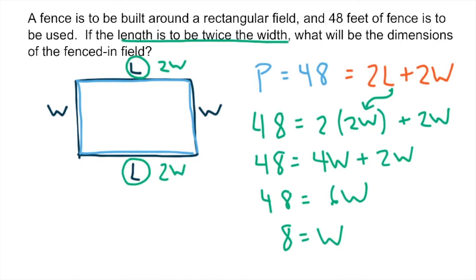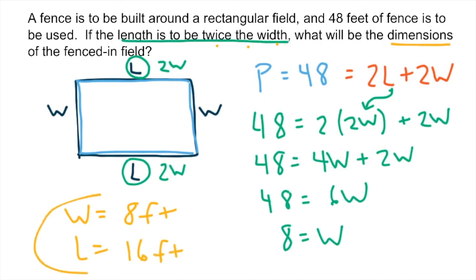It asks me, what will the dimensions be? So I need to give both. I just found out that the width was going to be 8 feet. And the length, how am I going to find the length? Well, the length is equal to twice the width. So if I just double that, my length is going to be 16 feet. And so there's the width and length of the rectangle.